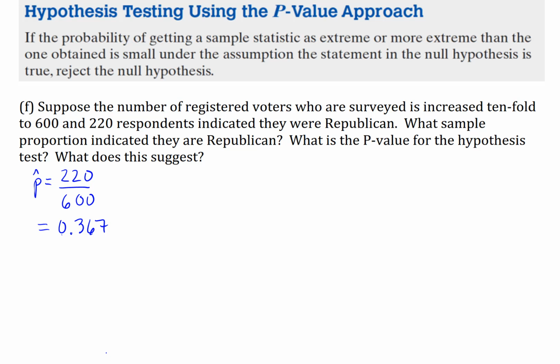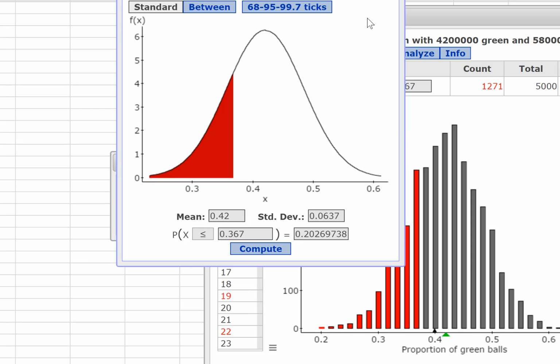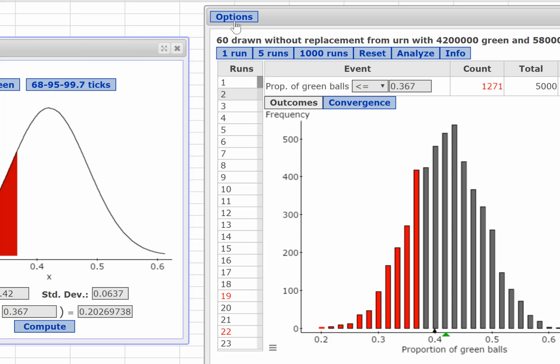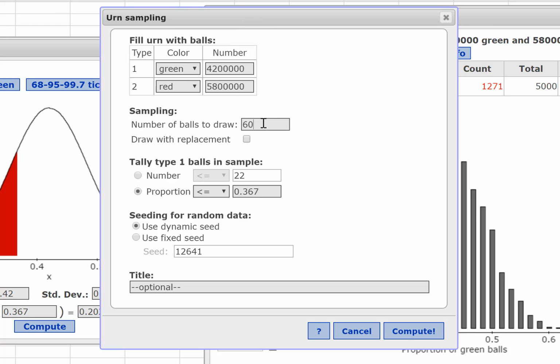We'll do it both ways. We'll simulate and we'll do the normal curve. So I'll put that to the side. If we simulate, I got to go to options in my model here, edit, and now instead of drawing 60 balls, how many am I going to draw? 600 for the 600 registered voters. But I still want to know if the proportion is less than or equal to 0.367 because that's the observed sample proportion. Or I could click number and make it less than or equal to 220.